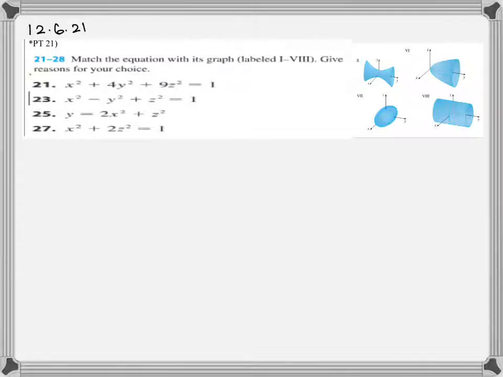Number 21. x squared plus 4y squared plus 9z squared equals 1. Number 23. x squared minus y squared plus z squared equals 1. Number 25, y equals 2x squared plus z squared. Number 27, x squared plus 2z squared equals 1.